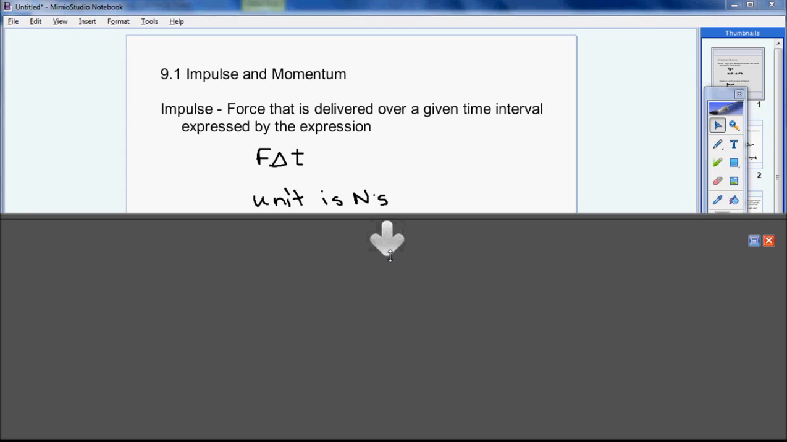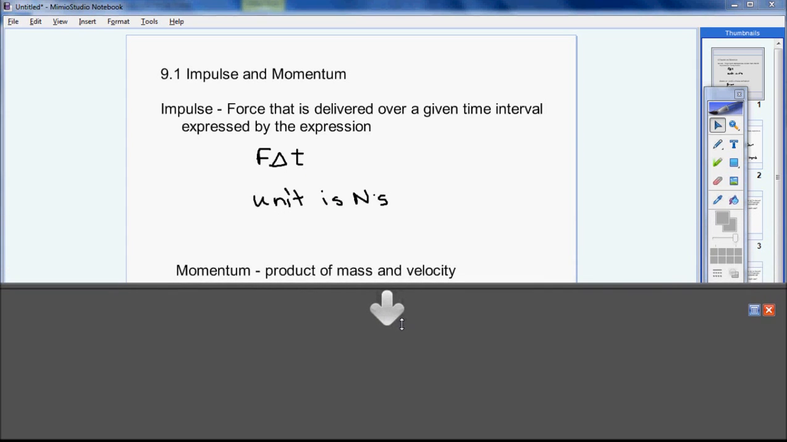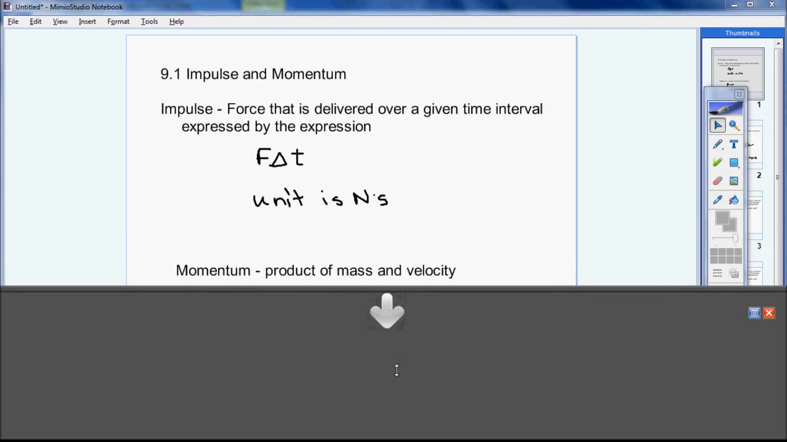The unit for F delta t for an impulse is a Newton second. Newton second, because you've got newtons multiplied by seconds. Momentum actually has a calculated value. It's the product of mass and velocity. How fast something is going times how much mass it has.